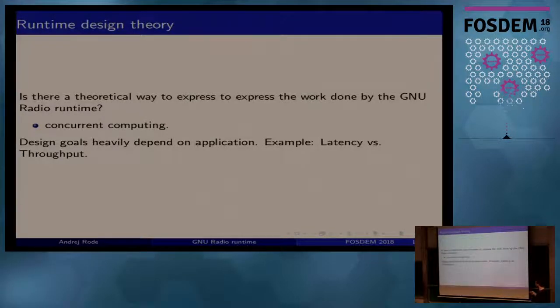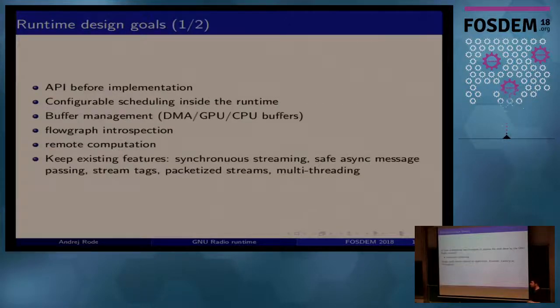And also the design goals in the end, they vary because you can optimize for latency. That means in a practical sense, you have to squeeze down your buffer sizes to very small sizes, or you want to optimize for throughput. For example, with a GPU, you need a couple of thousand samples to do real processing.